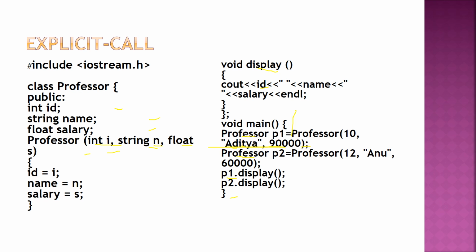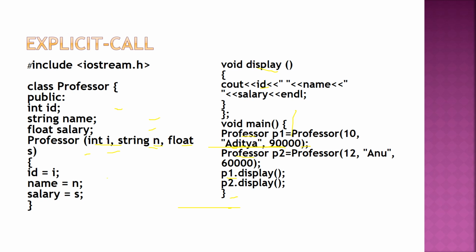Now we will go for the second object to be displayed, that is P2 dot display. In the sense, already we have passed a value telling that 12 is an ID. 12 is an ID, that is, 12 passes to int I. The second value, Anu, passes to string n, and 60,000 has been passed to float s. Now what is the I value? I value is 12. 12 has been passed to the ID.